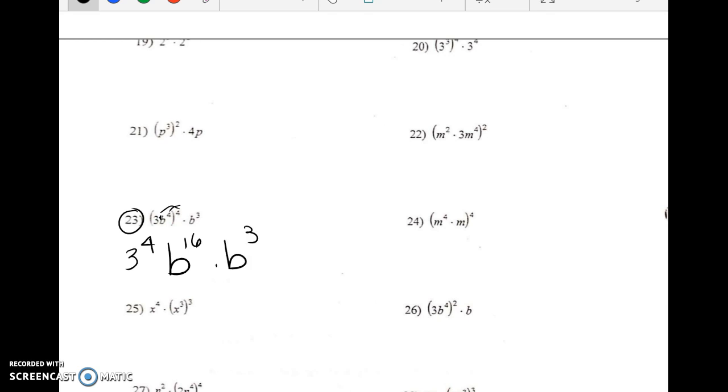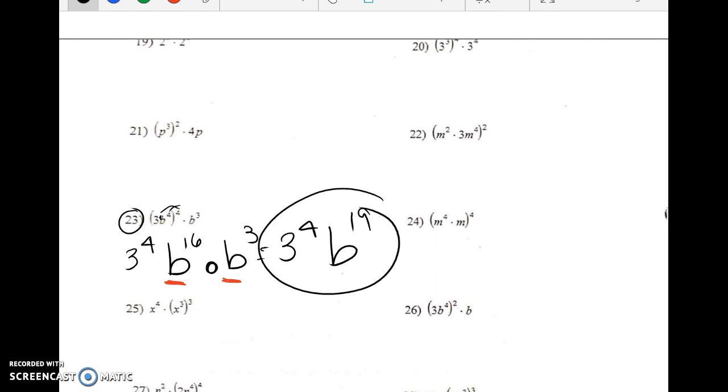But you are not done. Do you have any like terms that you can combine? You do. So I'm going to combine my b's together. The 3 didn't combine with anything. He's all by himself, so I just keep him 3 to the 4th. Now this is a multiplication problem, and we've already learned that in a multiplication problem, you are actually going to add your exponents. So 16 plus 3 gave me 19. That's my final answer. So that's how you do the power to power. Make sure you multiply the exponent on the outside to all of the exponents on the inside.